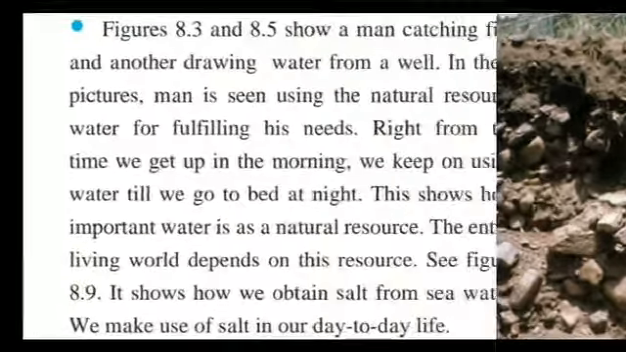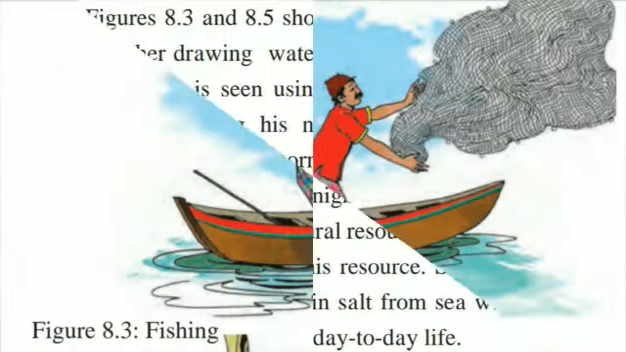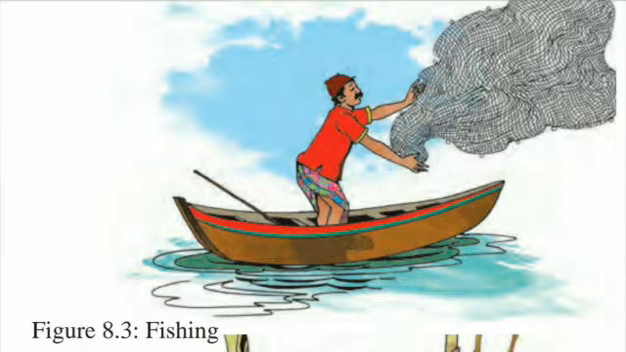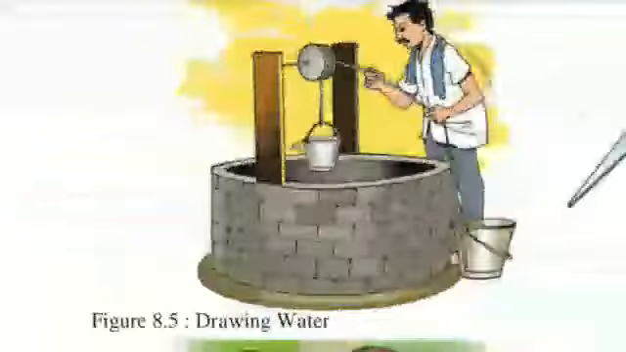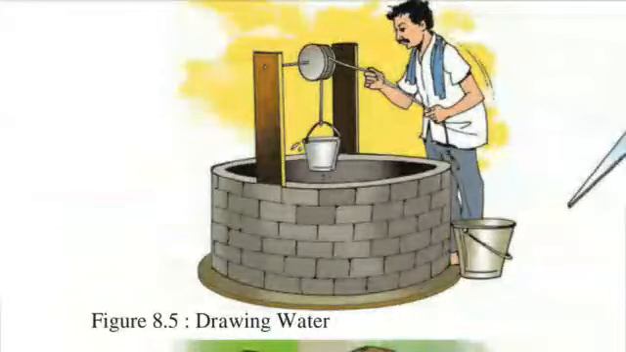You can see figures 8.3 and 8.5 showing a man catching fish. This is the man catching fish, and the other is drawing water from a well. In these pictures, man is seen using the natural resource water for fulfilling his needs.